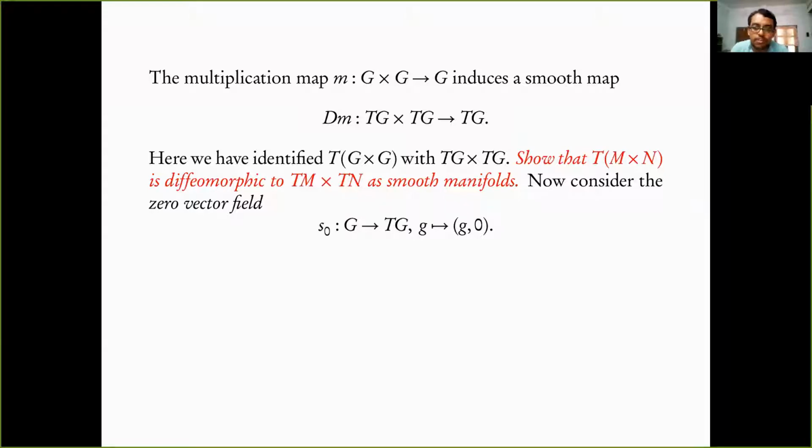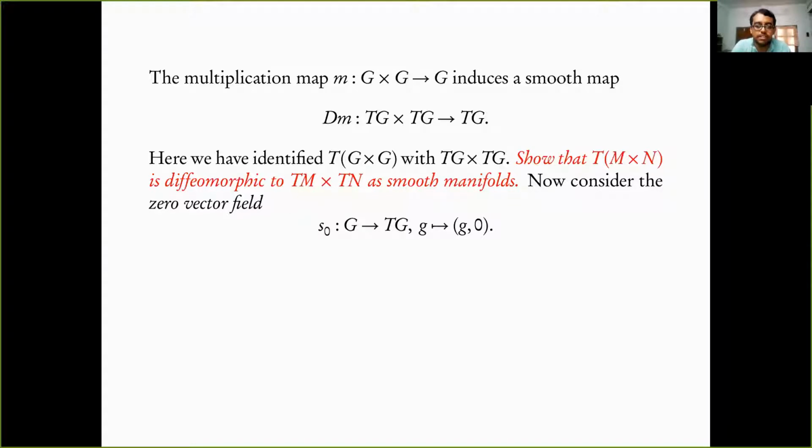So if you think about it for a while, you'll see that there is an obvious map from a manifold to its tangent bundle for any smooth manifold. And that map is called the zero vector field. Namely, you take a point P in the manifold G and you send it to (P, 0), where 0 stands for the zero vector in T_P G.